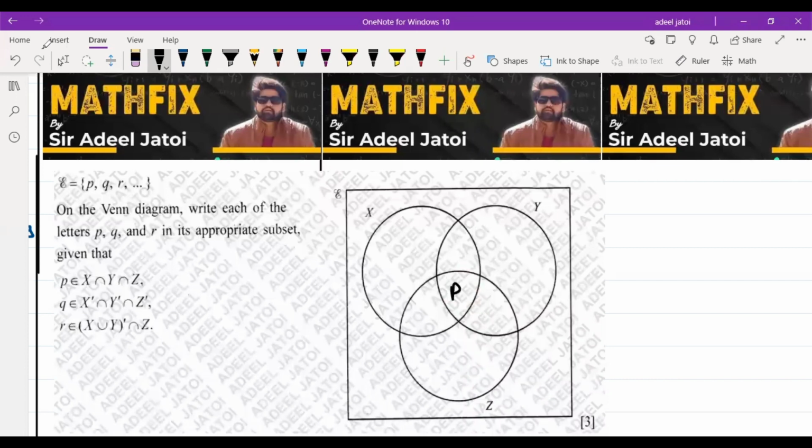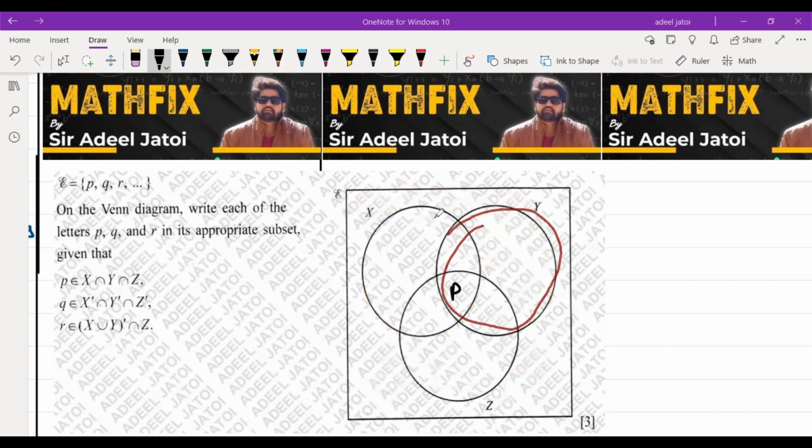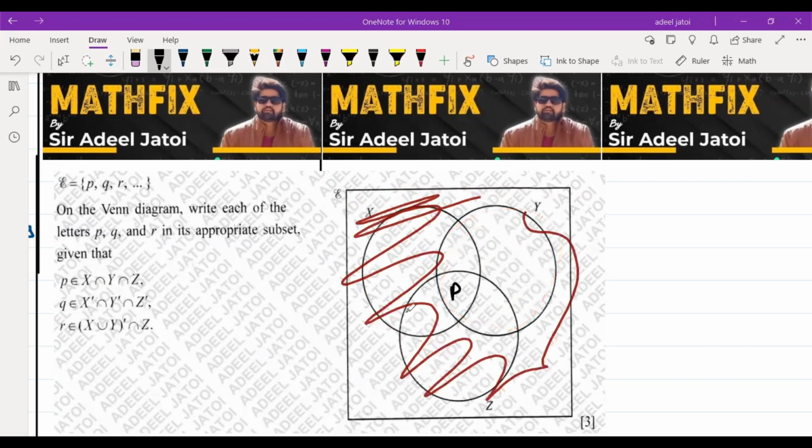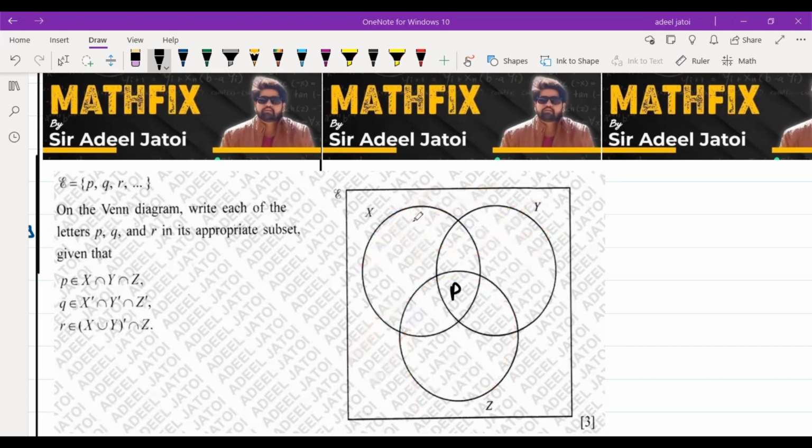Then what do we have? We have Q, and Q says X complement, that means outside X, intersection Y complement, that means outside Y, intersection Z complement, that means outside Z. So this is X, outside means this whole. Then we have Y, so outside Y means this whole, and this is Z, outside Z means this whole. So you can't have anything inside X, inside Y, or inside Z. So everything will be outside X, Y, and Z because of the complement. And intersection, we need to take out common.